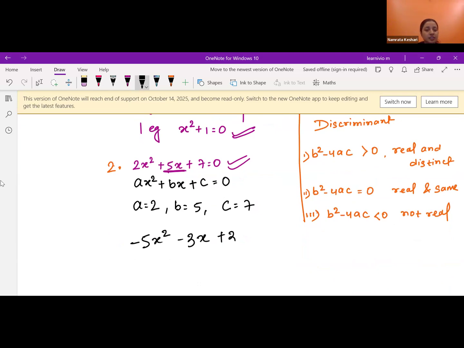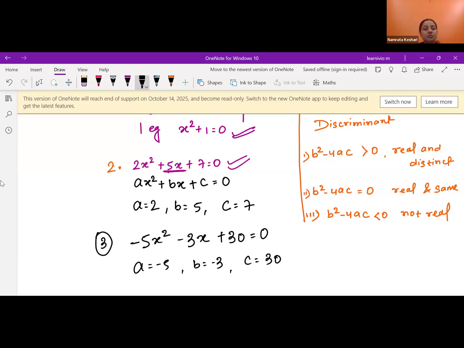If I take another example, let's say minus 5x square minus 3x plus 30 is equals to 0. First of all, is it a quadratic equation, Abdul? Yes, it is. What is a? What is b? What is c? Minus 5 is a, minus 3 is b, and 30 is c. Perfect.